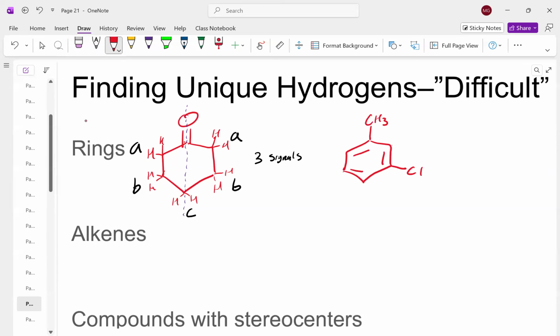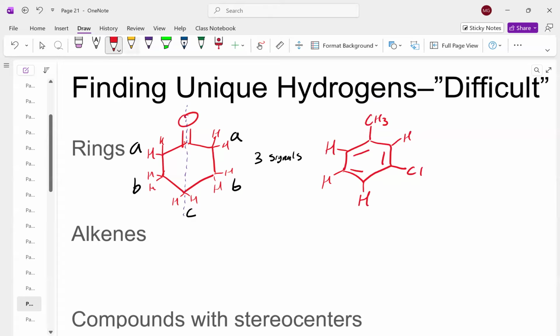And I'm going to draw in all the hydrogens just to make it a little simpler. As I said, after you do more and more examples of these, you won't have to draw in the hydrogens, but in the beginning, I highly recommend it. Okay, so let's start with the CH3, the benzylic hydrogens here.